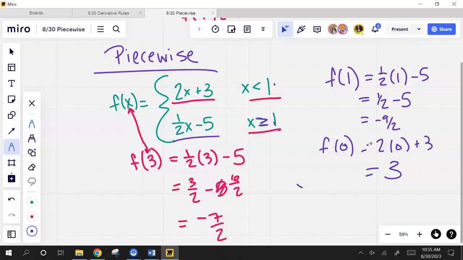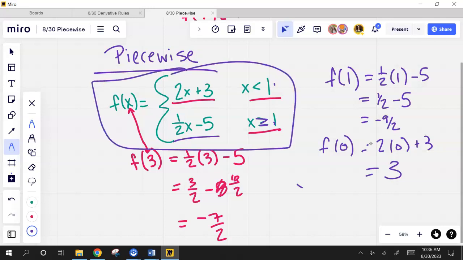All right, so can we all evaluate a piecewise? In other words, if I define a piecewise function like this, you can find any value to plug in, f of whatever you can find. Everybody okay there? Sure? All right, let's get to the good stuff then, which is graphing.